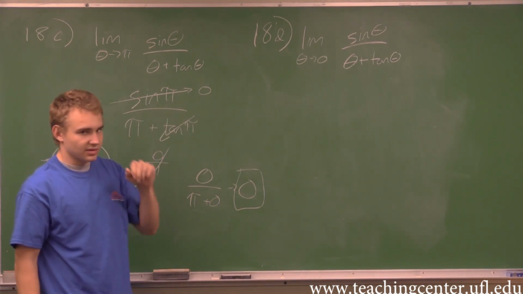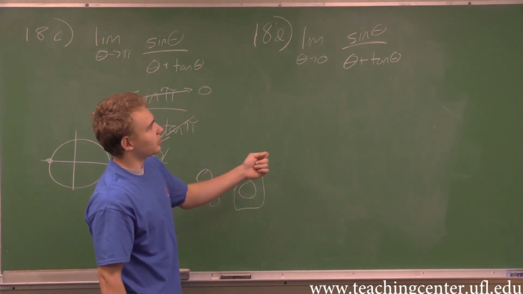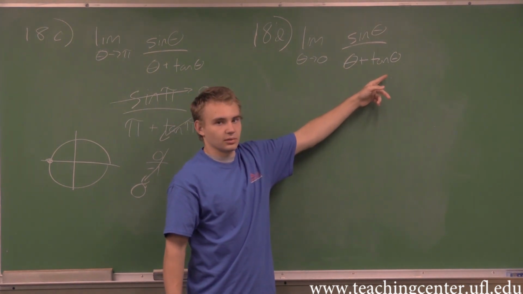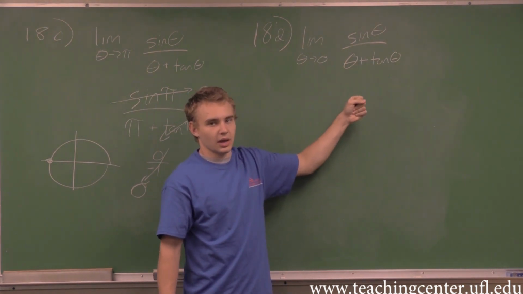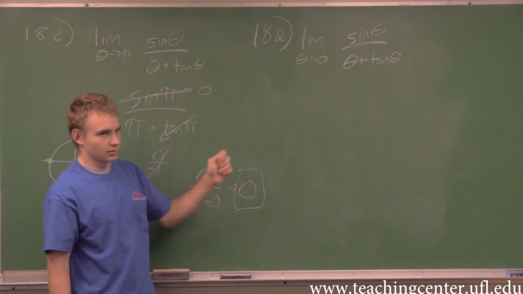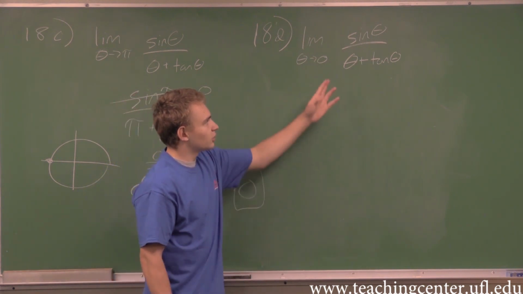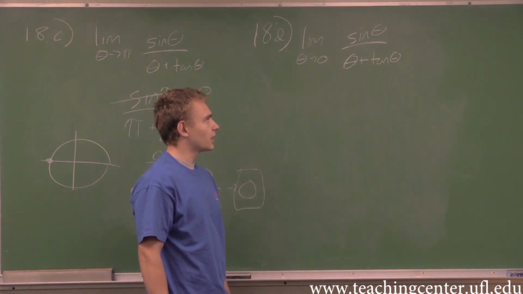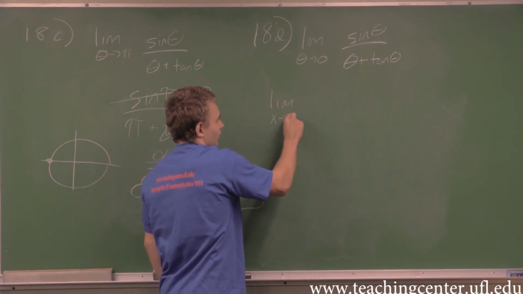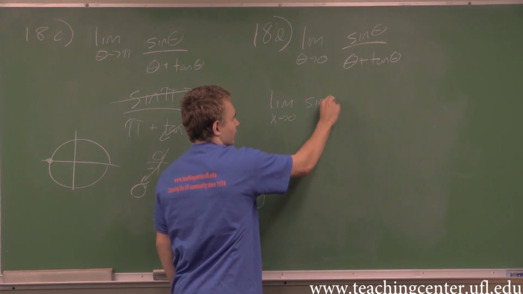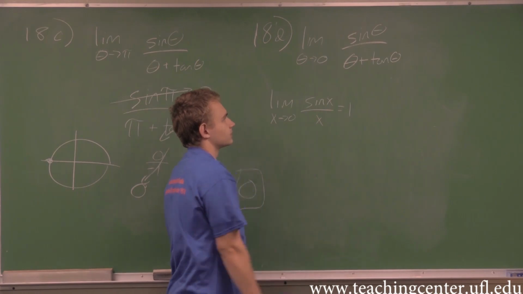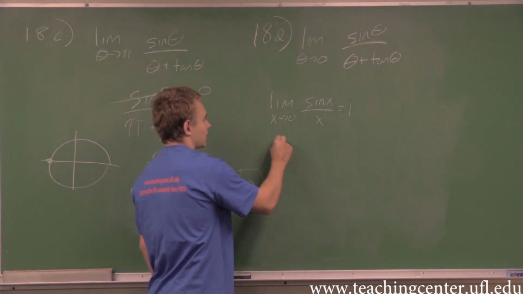Now for part D, it won't be as simple. If I plug in 0, I get 0 over 0 plus 0. So 0 over 0 is not okay, that's indeterminate. 0 over pi is determinate. Important distinction. So with this one, we have to manipulate it some. Remember the identity that we all know and love, where if we have sine of something that goes to 0 over that something that's also going to 0, it is equal to 1. And same thing for tangent.